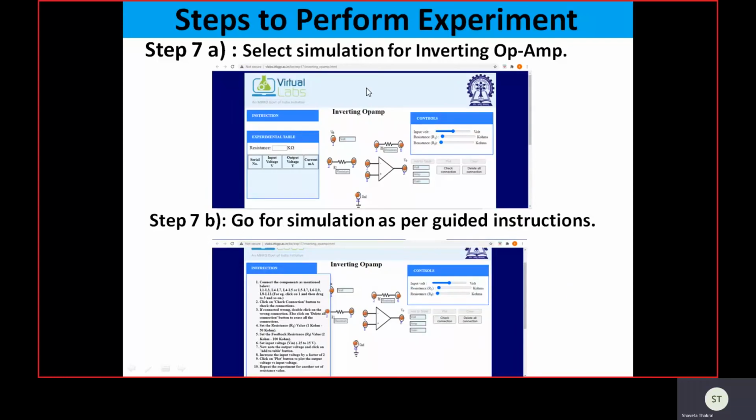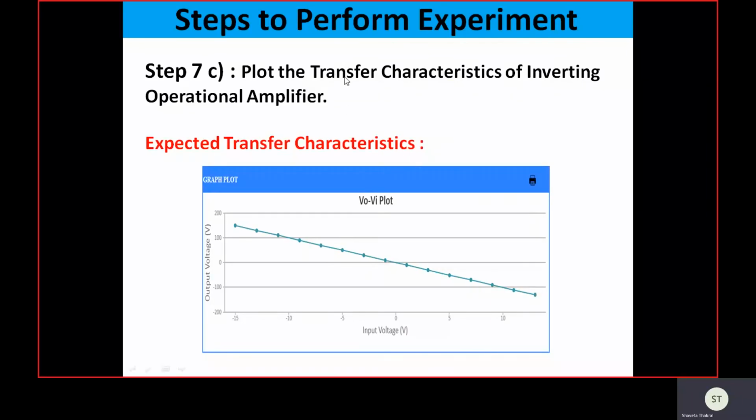Then we select the simulation first for the inverting operational amplifier. This window will pop up on the screen, and when we click on the instruction tab, we have step-by-step guided instructions to perform the experiment, and we can go for the simulation and finally plot the transfer characteristics of the inverting operational amplifier. These are the expected transfer characteristics. And we can see here that if the input voltage is increased, then the output voltage is decreased, because that is obtained with the 180-degree phase reversal, as that is the output for the inverting operational amplifier.